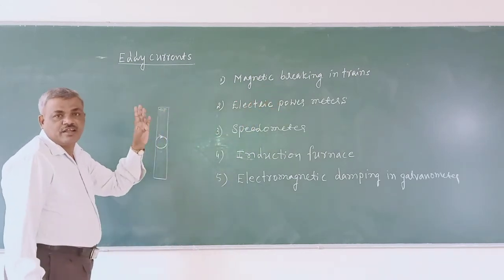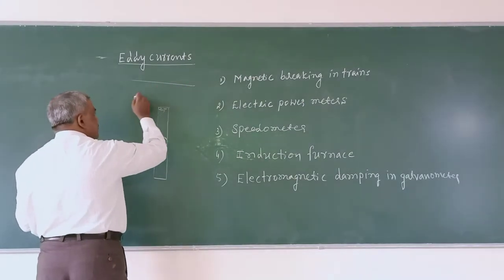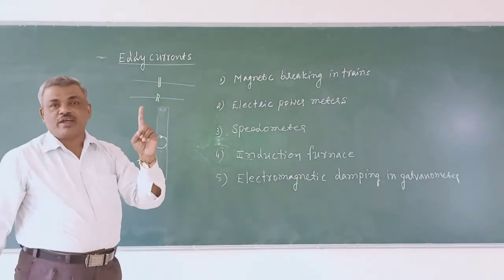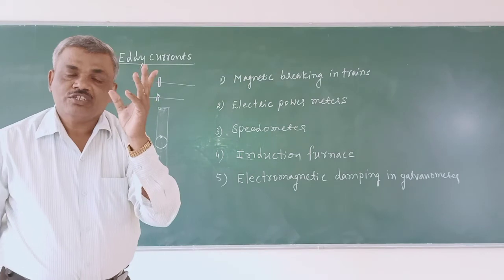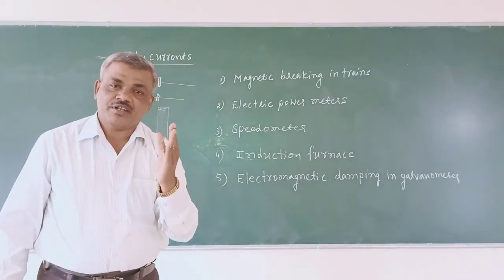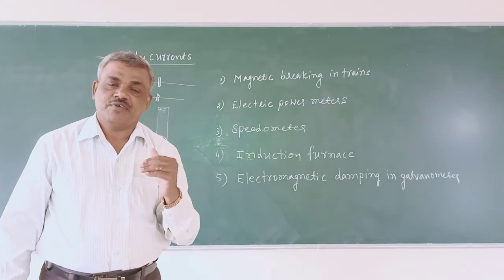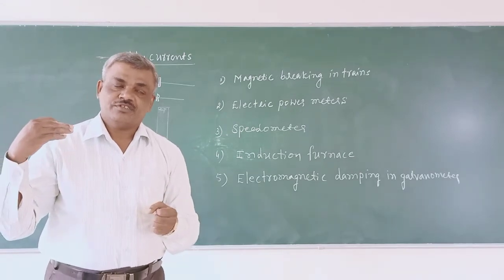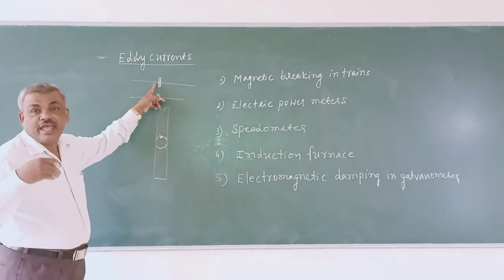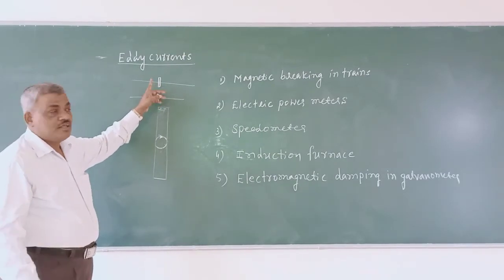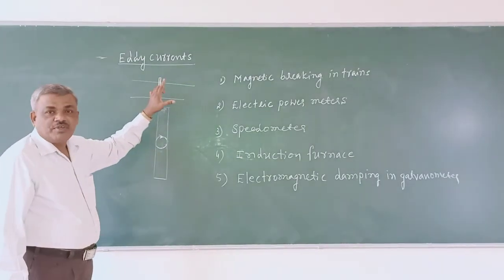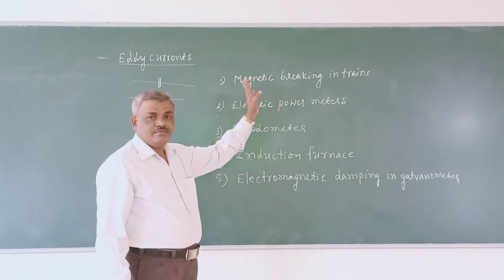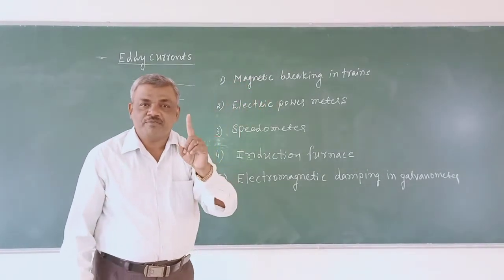So magnetic braking in electric power trains. Now this is in railways. Electromagnets are placed in the railways. What is an electromagnet? You already know from the last chapter that a magnetic material is subjected to a potential difference. An electromagnet means a strong magnet. So electromagnets are placed and activated, which produces the eddy current. The eddy current opposes the motion of the train. So the first application, magnetic braking in trains, is a very important application.